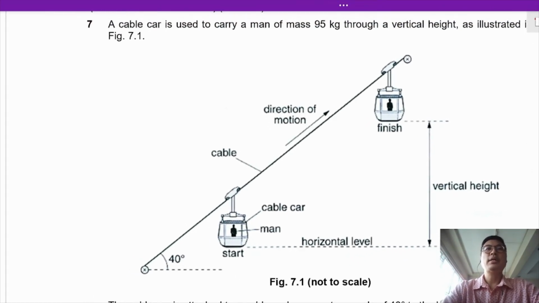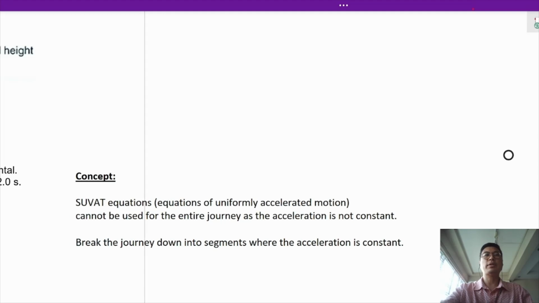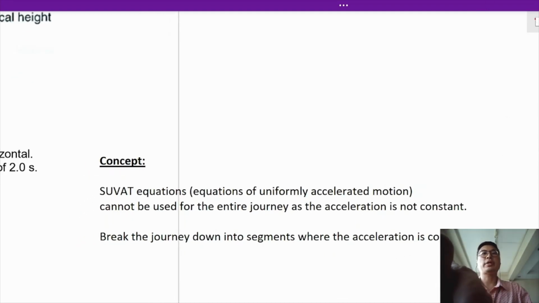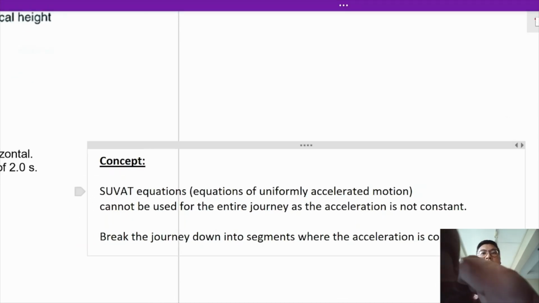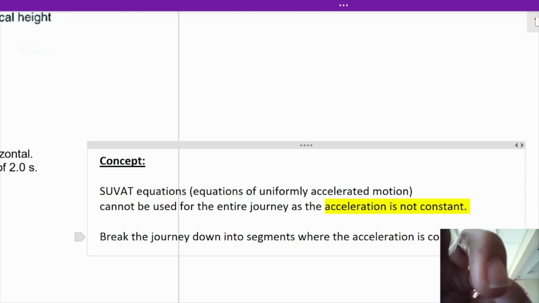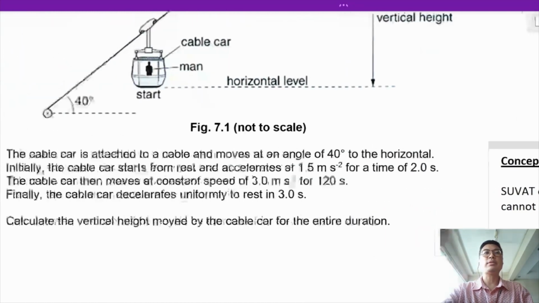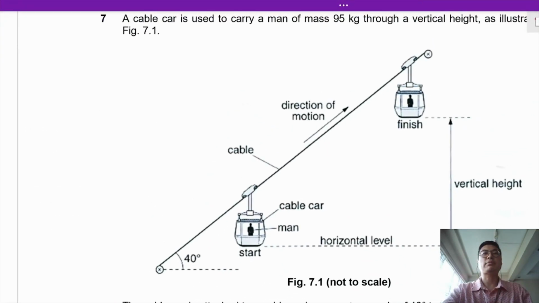Here's a cable car traveling to a vertical height as illustrated in 7.1. Now, the key concept for this question is that the SUVAT equations can't be used for the entire journey because the acceleration of the cable car is not constant. We need to break down the journey into segments where the acceleration is constant. So let's first figure out what are the 3 segments of the journey.